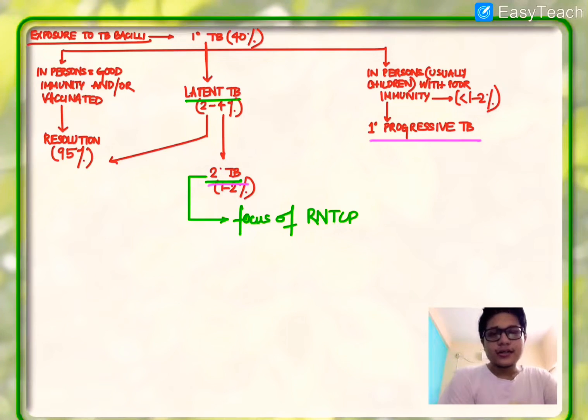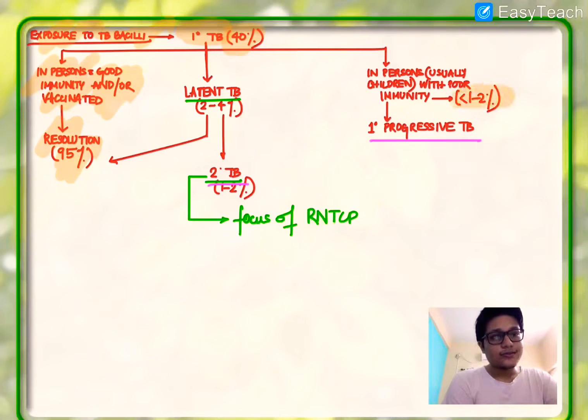So what is the typical course that occurs in a TB infection? Now what happens is that when there is an exposure to TB bacilli, it is estimated that approximately 40% of the Indian population will be exposed to TB bacilli. It will result in something called a primary tuberculosis infection. In persons with good immunity and/or who have been vaccinated, there will be a resolution of this infection.